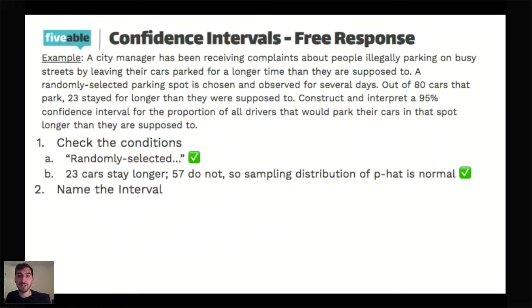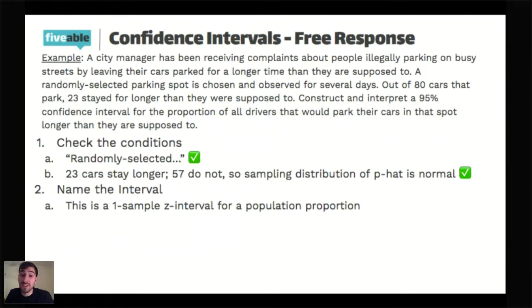We're going to name the interval. In this scenario, there was a single sample of cars. So this is a one sample. It was for a proportion, so it is a Z interval. And since it was for a proportion, this is a one sample Z interval for a population proportion. You can get more specific here and say for the population proportion of all drivers that would park their cars in that spot longer than they were supposed to. But we're going to say that in our sentence at the end.